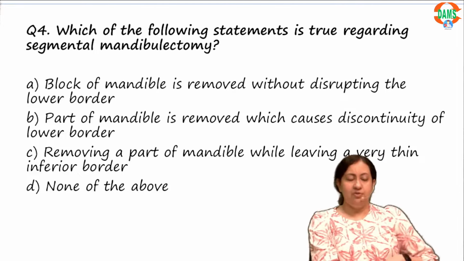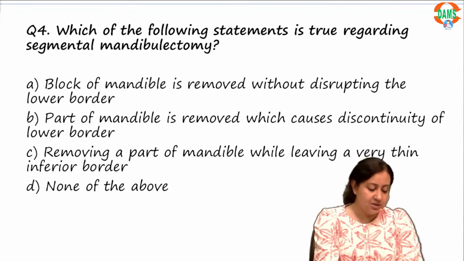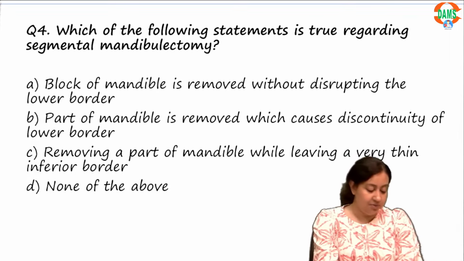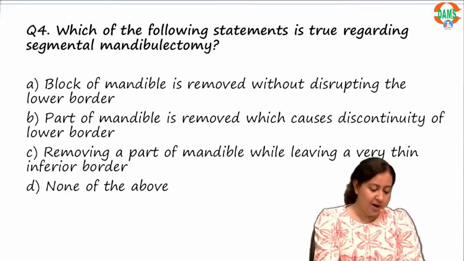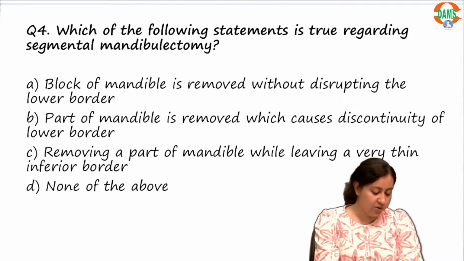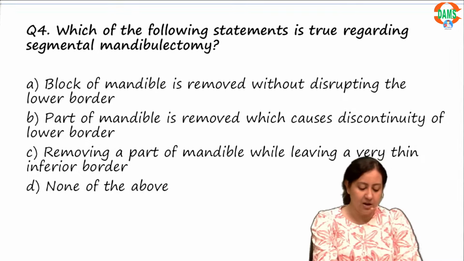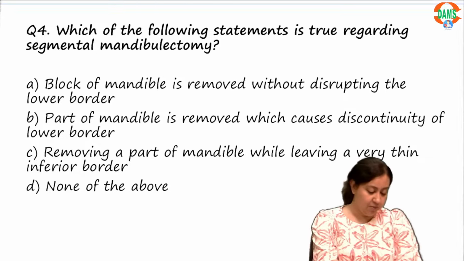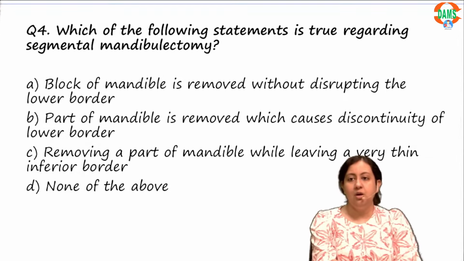Coming to question number 4. Which of the following statements is true regarding segmental mandibulectomy? Option A, block of mandible is removed without disrupting the lower border. B, part of mandible is removed which causes discontinuity of lower border. C, removing a part of mandible while leaving a very thin inferior border. And D, none of the above. So what would be the answer out here?